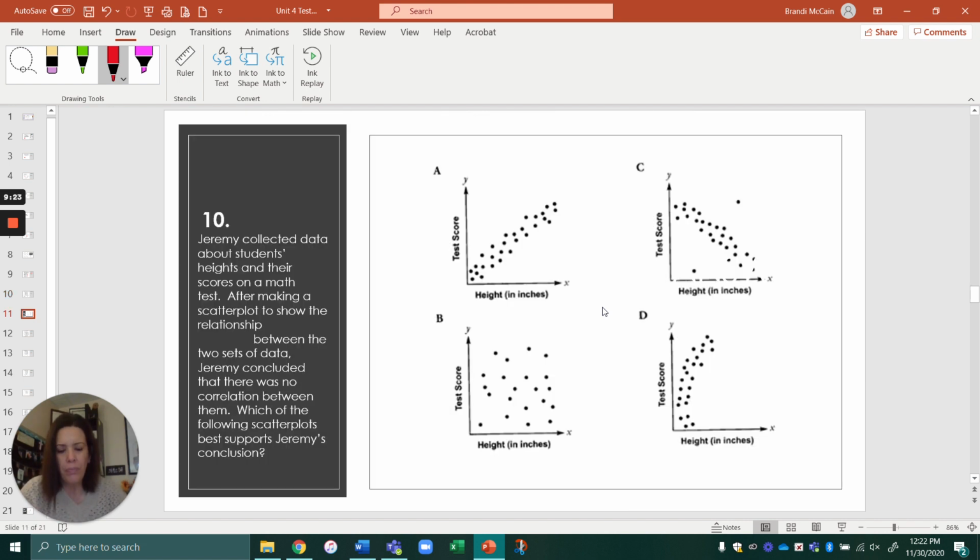Number 10. Jeremy collected data about student heights and their scores. After making a scatter plot to show the relationship between the two sets of data, he concluded there was no correlation. Which scatter plot supports Jeremy's conclusion? So no correlation means the one that's scattered all about. Okay, A is a line, C is a line, and D is not a line, but it is a pattern. There is maybe a curved line. It's not a straight line, so it's not linear, but it does have a pattern to it. So B is the one that is all scattered around. So B is the one that has no correlation. Okay.